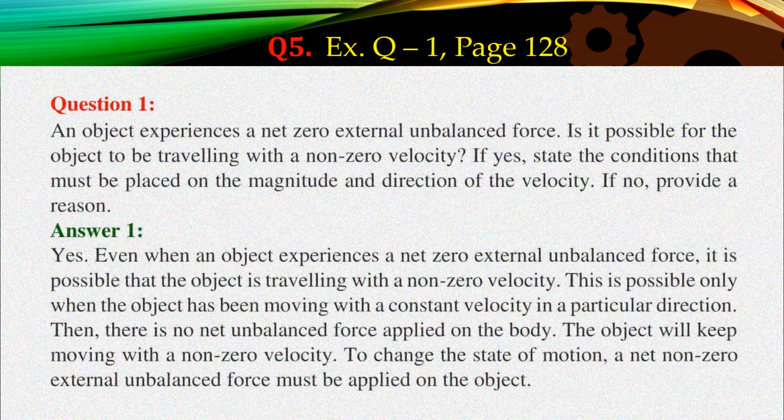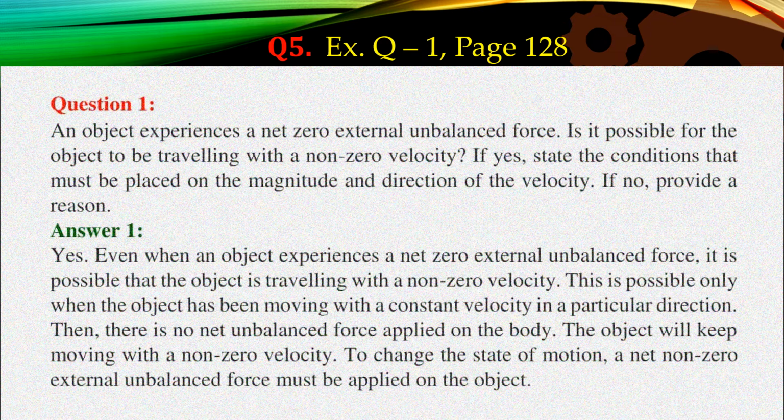Here it is asking, is it possible for an object to travel with a non-zero velocity when the external unbalanced force acting on that object is 0. Children, according to Newton's first law, we have seen an object can be at rest or in uniform motion if no external unbalanced force acts on it. So here it is telling the object can be in uniform motion in the absence of an external unbalanced force.